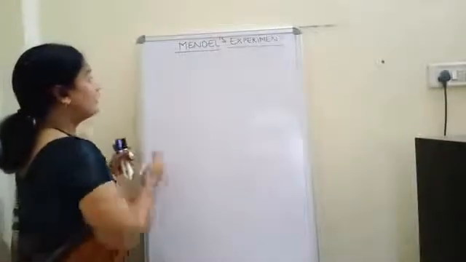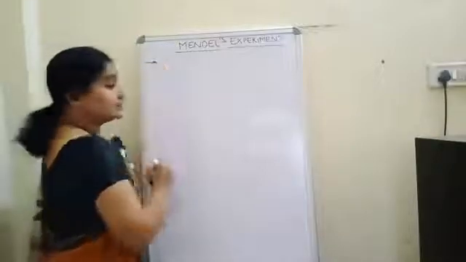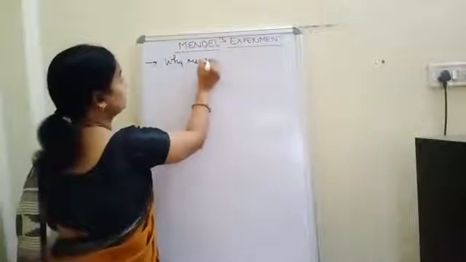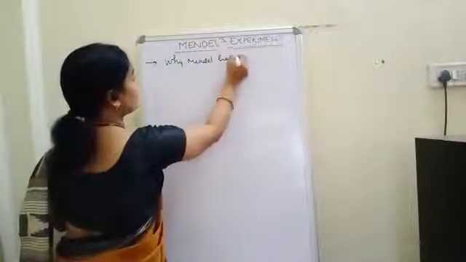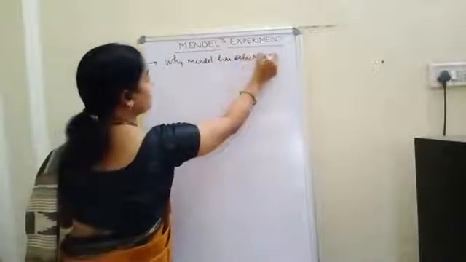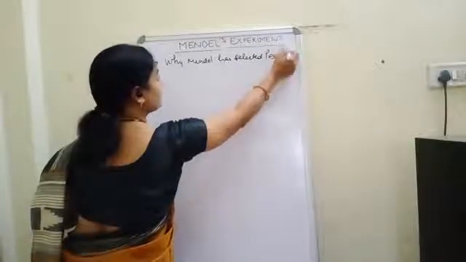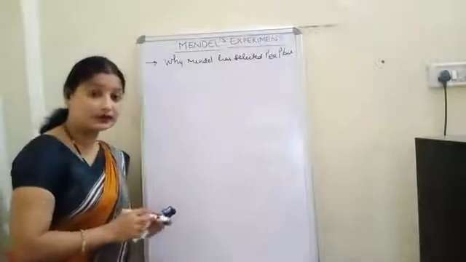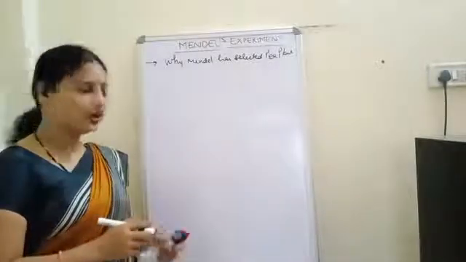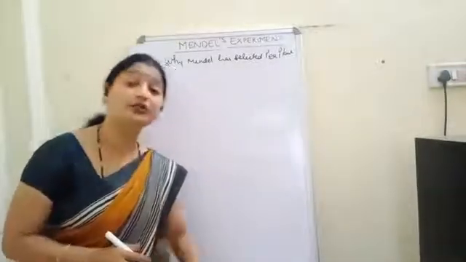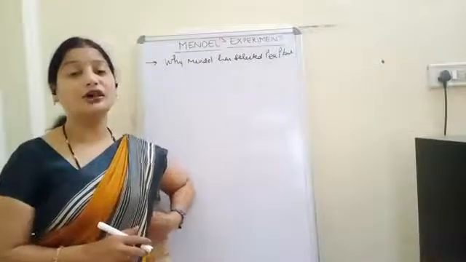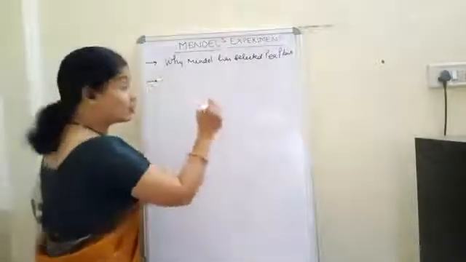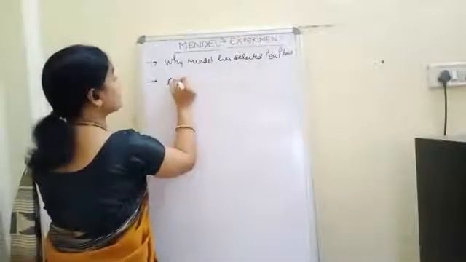See, question number 1 is why Mendel has selected the pea plant. Okay, why did he select only the pea plant? Why not others? Because he saw the pea plant very minutely and found that the pea plant consists of contrasting characters.